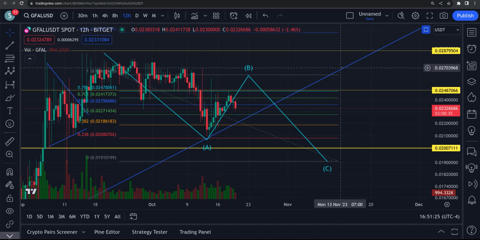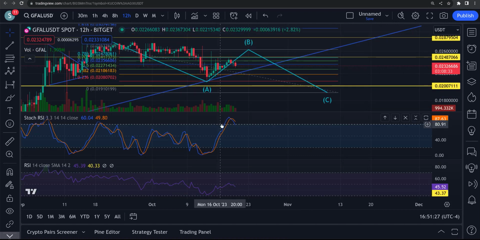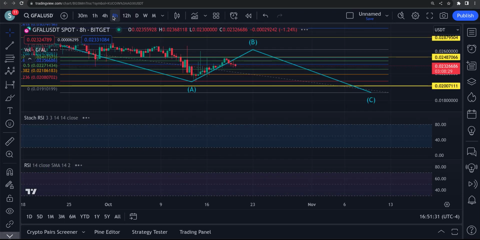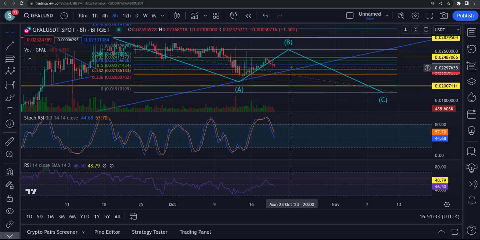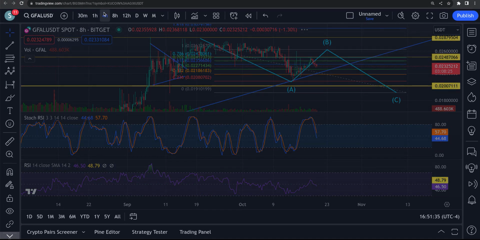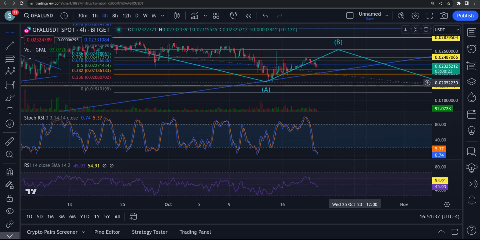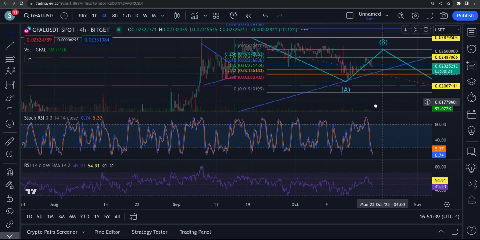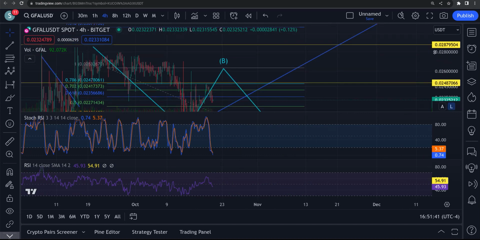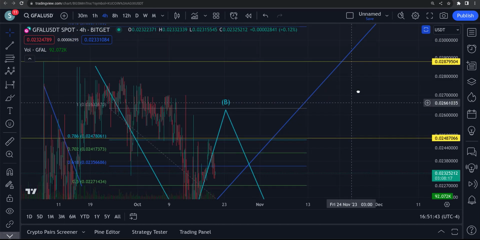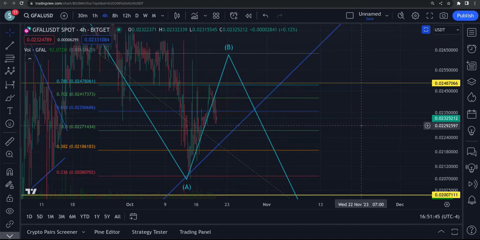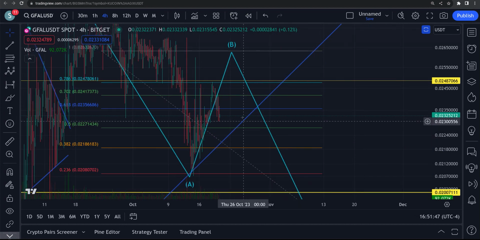Now, is it going to do that? We have the 12-hour RSI at the top. It's correcting. We have the 8-hour correcting coming down, and we have the 4-hour just about at the bottom. So if this does an ABC, and if that was 5 waves up, I would expect a bounce. You know, this thing did a bounce up to that 786.